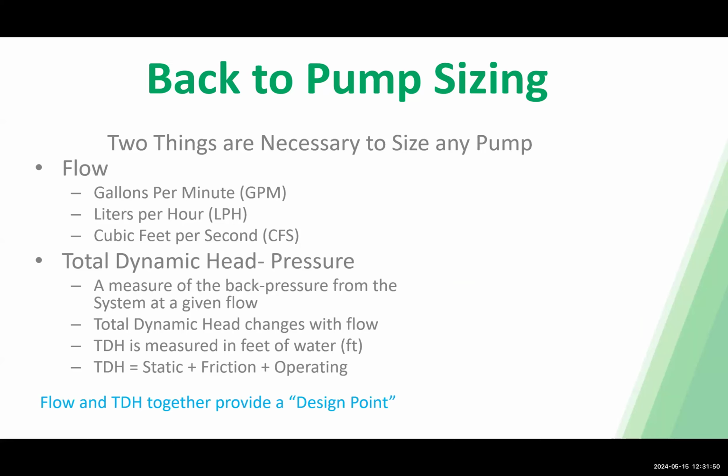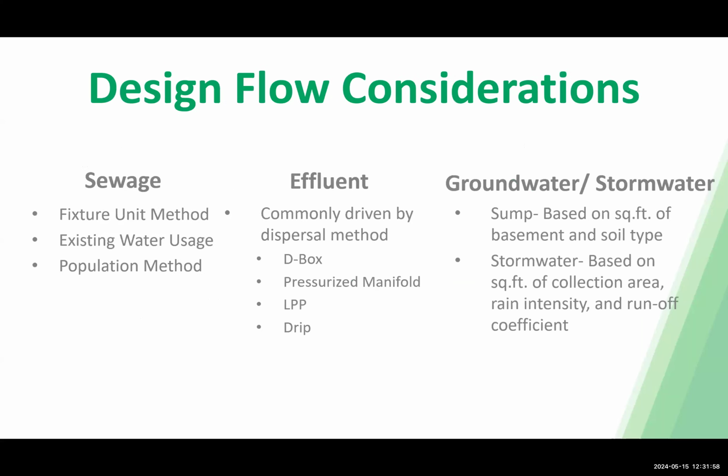Flow and total dynamic head together provide what we call a design point. So this is what you're going to make your pump selection based off of. So first off, your design flow. There are some considerations to be made when it comes to determining what your design flow is. For sewage applications, you're going to be using one of these three methods to figure out your design flow. You're either going to use the fixture unit method, the existing water usage method, or the population method.